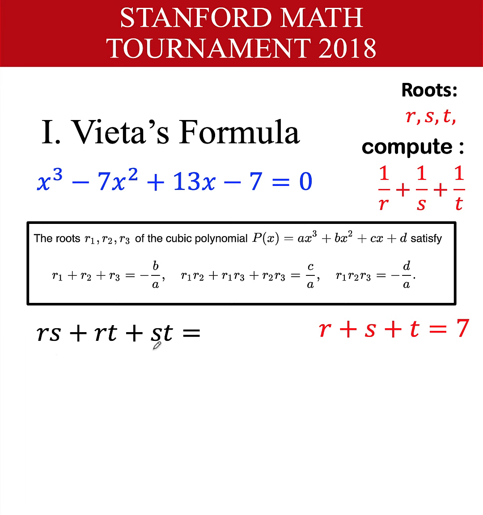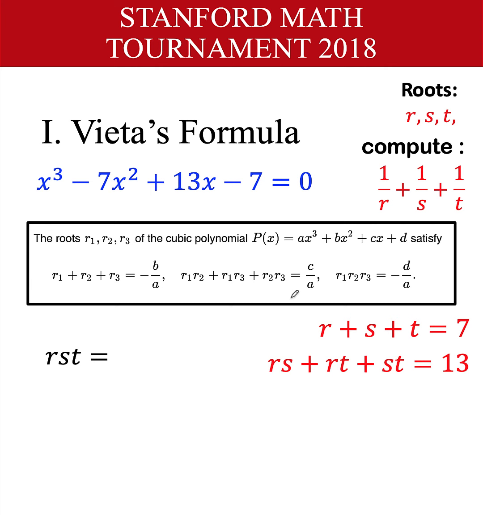Furthermore, if you take the product of the first and the second roots, the first and the third roots, and the second and the third roots, that is equal to c over a. And our c in the given cubic polynomial is 13, and our a is positive 1. Therefore, rs plus rt plus st is equal to 13 over 1, or simply 13. And let's remember also this result.